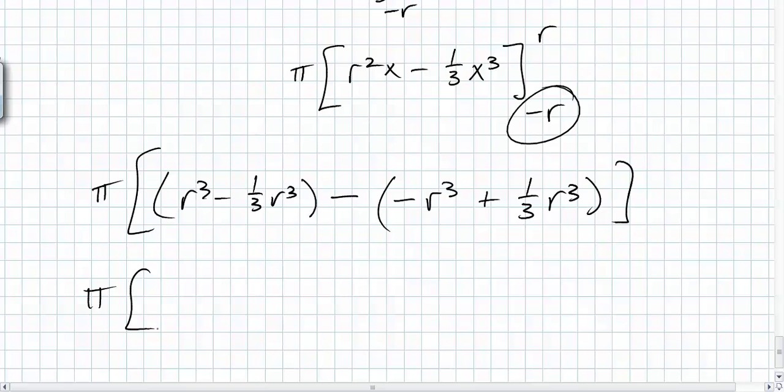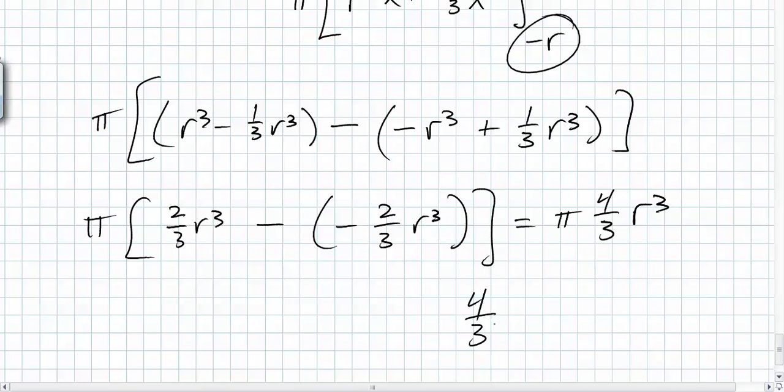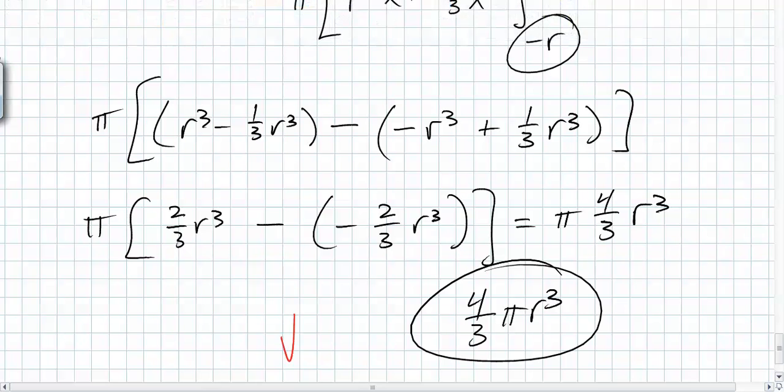So you have pi times 2/3 r cubed minus negative 2/3 r cubed. I'm just doing it in pieces here. So how many r cubes do you have? Pi times 4/3 r cubed. You ever seen this before? 4/3 pi r cubed. There it is. This is the volume of a sphere. We just proved the volume of a sphere.